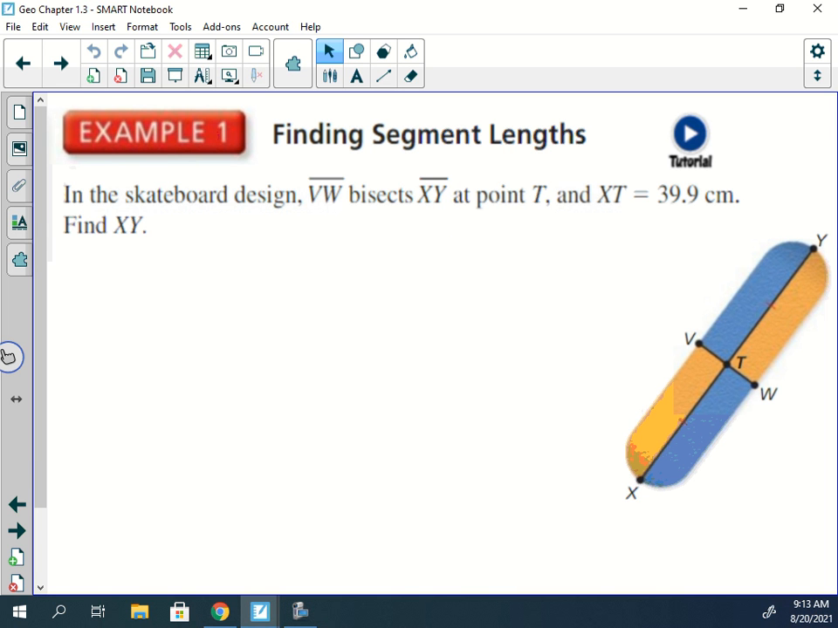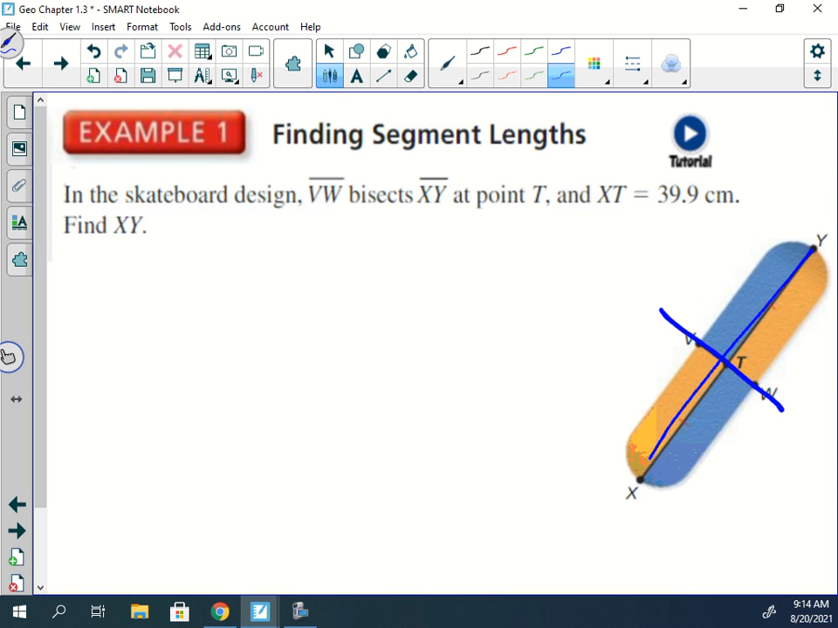So we'll look at the first example problem here. In the skateboard diagram, WV, this line segment here, bisects XY, this line segment here, at point T. So it cuts it in half. And XT is 39.9 centimeters. We want to find the length of XY. So we want to find the length of the entire skateboard.